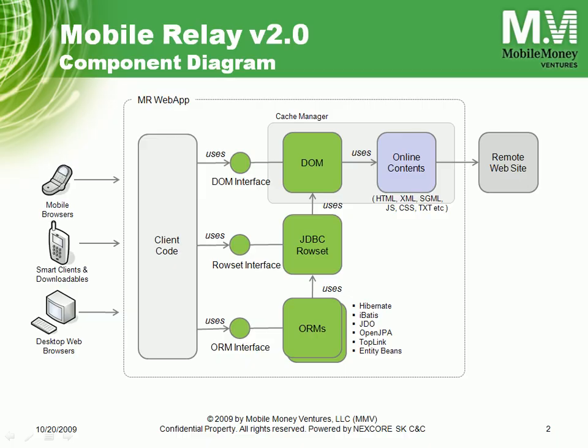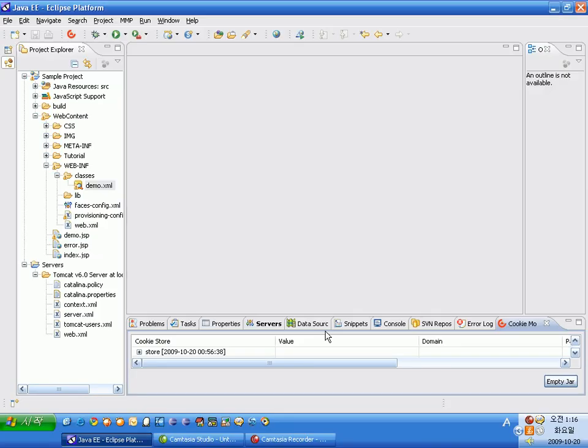The beauty of this slide is that if the client code is developed once for thin clients like mobile browsers, it can be reused on thick clients like smart clients, downloadable applications, and desktop web browsers. Starting now, we will see how it works with Mobile Relay version 2.0.